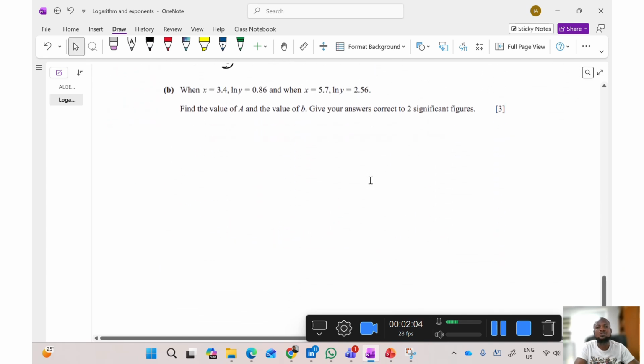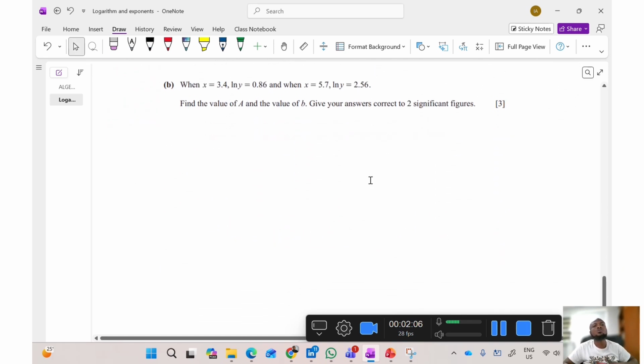Now question B. Question B states, when x equals 3.4, ln y is this. When x is 5.7, ln y is 2.56. Find the value of a and the value of b.